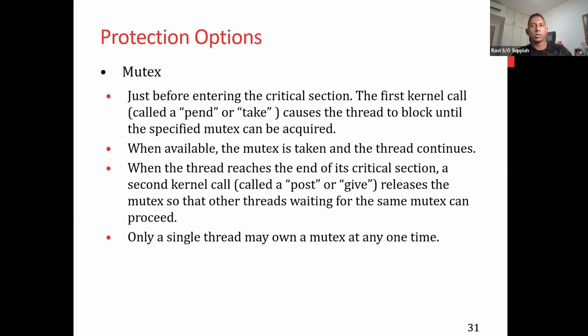Okay, so let's continue from where we left off. We talked about this issue of shared resources or shared data getting corrupted. So what mechanism does the OS provide to prevent this from happening? The basic component available in all operating systems is the mutex, which stands for mutually exclusive. Mutually exclusive means it's either one or the other.